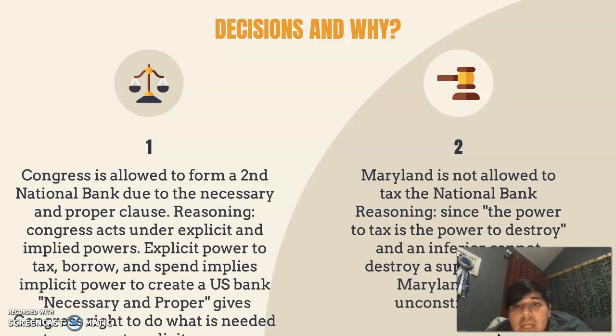Now, let's talk about whether Maryland was allowed to tax the national bank. They were actually not allowed to tax the national bank. The reasoning is that the power to tax is the power to destroy, and an inferior power cannot destroy a superior power. So this made Maryland's tax unconstitutional.